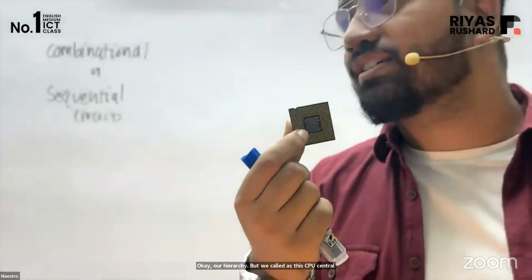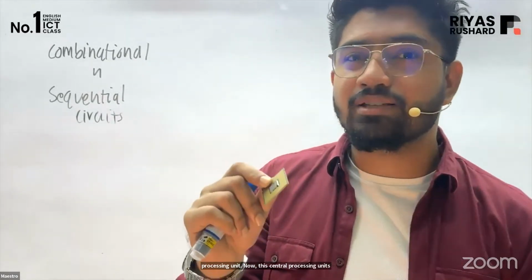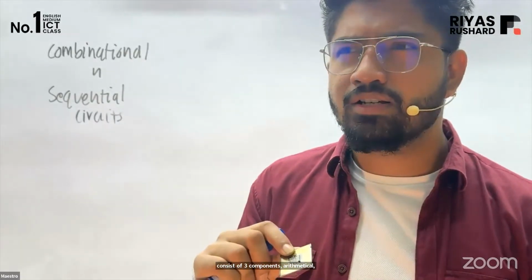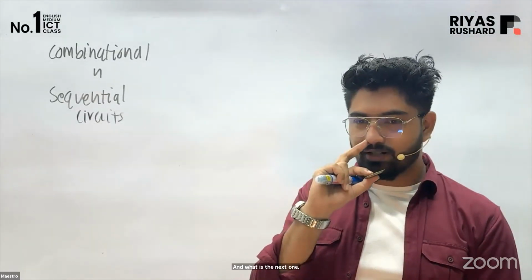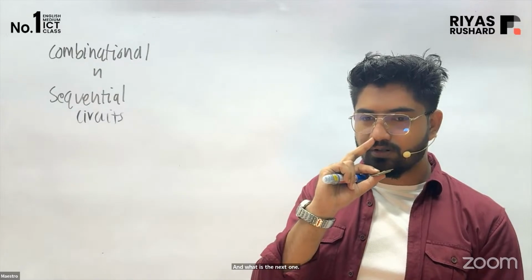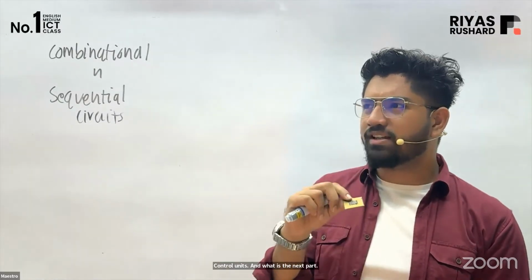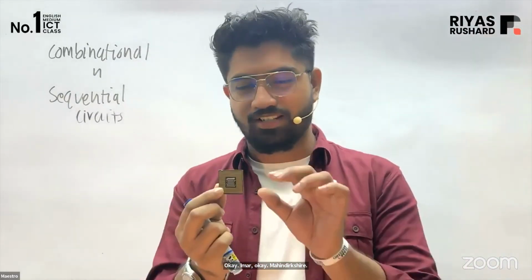Now this central processing unit consists of three components: the arithmetic logic unit, the control unit, and what is the next one? Okay, arithmetic logic unit, control unit, and what is the next part? We call it memory registers.